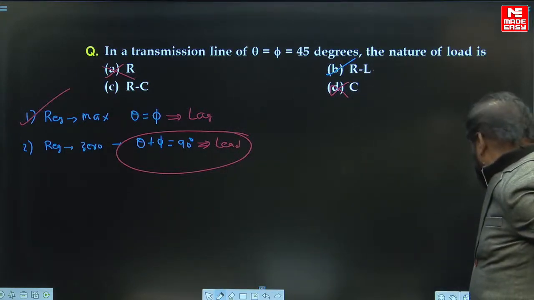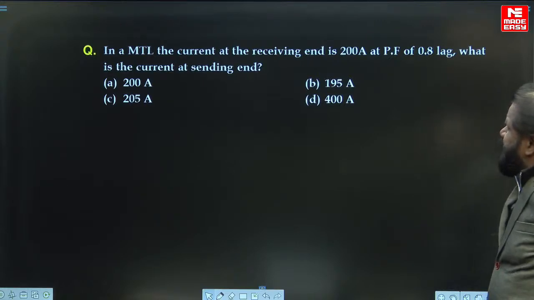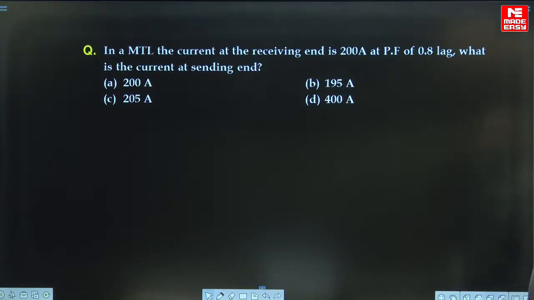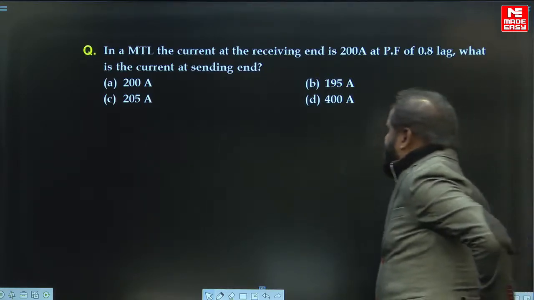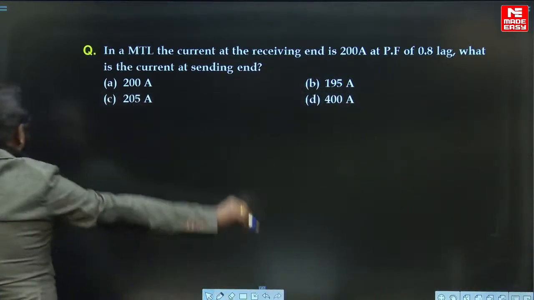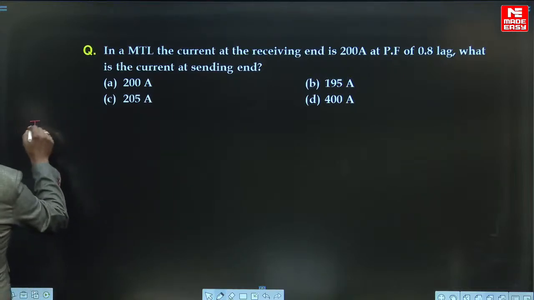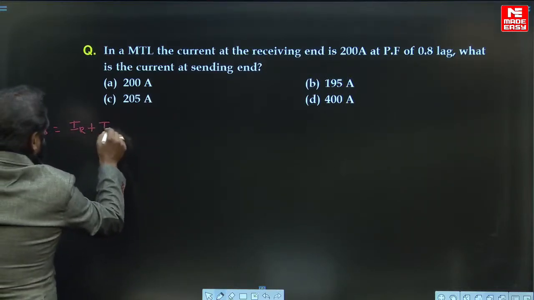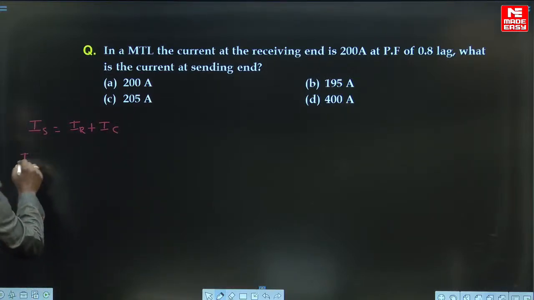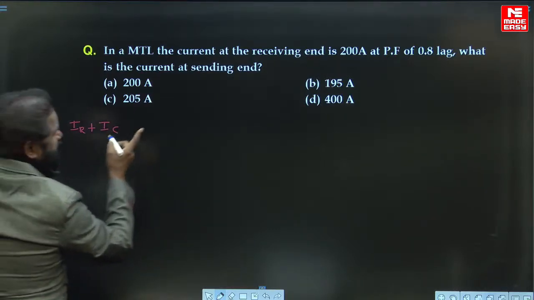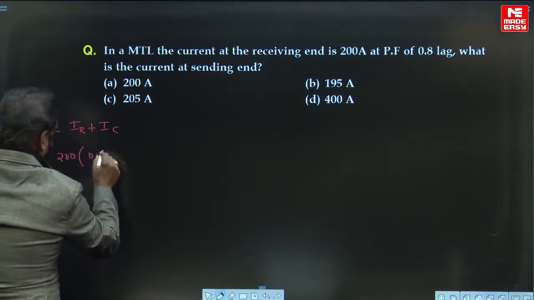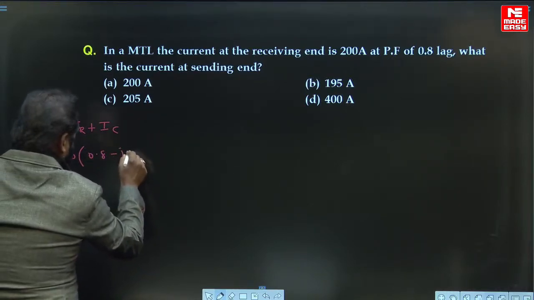Next, in a medium transmission line, the current at the receiving end is 200 amperes, with power factor 0.8 lag. What is the current at the sending end? You have one formula: sending end current equals receiving end current plus charging current. Receiving end current IR is 200 of 0.8 minus j0.6.